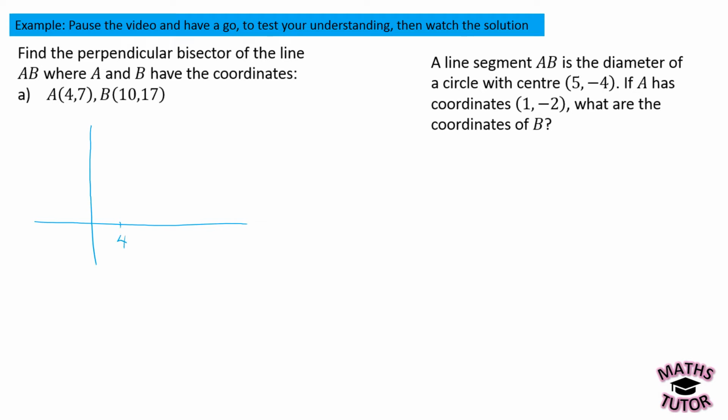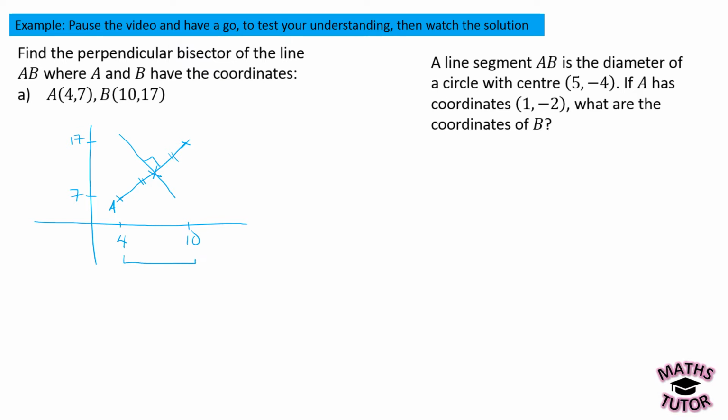The coordinate 4, 7 is A, and then the coordinate 10, 17 is B. They don't need to be perfect, just need to be how they're orientated together. And we are after the equation of the perpendicular bisector. So we need to find the midpoint and we need to find the gradient.